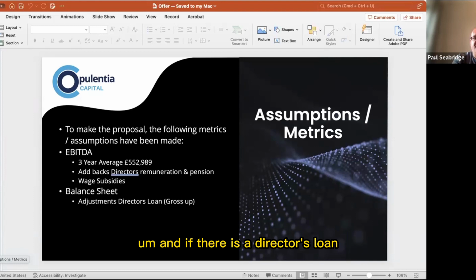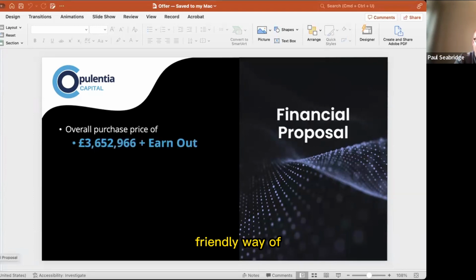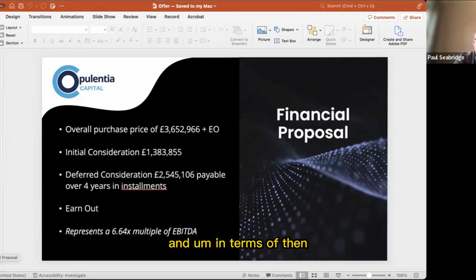And if there is a director's loan outstanding, we could gross that up as part of the consideration, which is a tax-friendly way of doing things. So in this example, we've just put a fictional figure there, but yeah, the overall purchase price we present, which is in this example 3.652 million, plus an earn-out structure. And in terms of then how that's funded, the initial consideration is 1.38 million payable on completion. Deferred consideration is 2.5 payable over 4 years in installments.